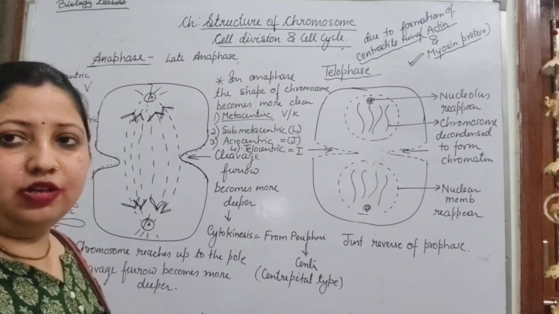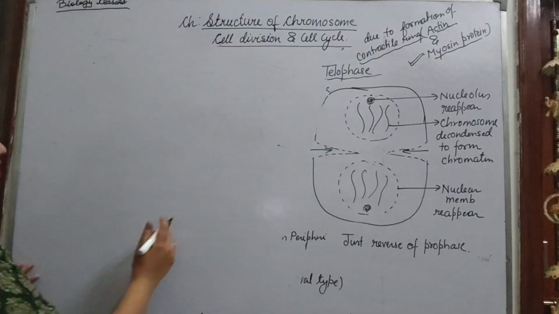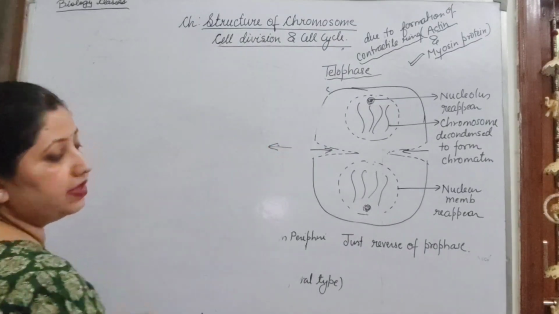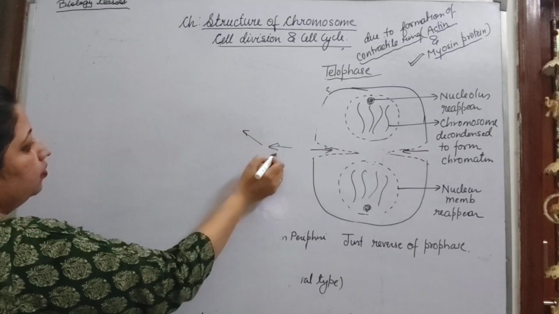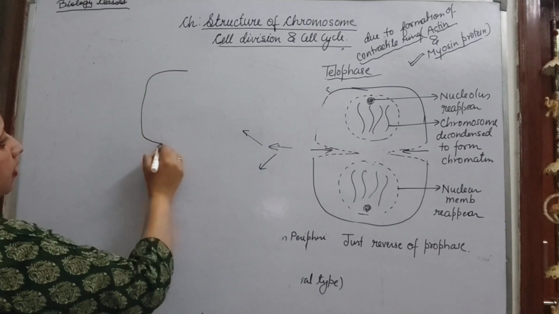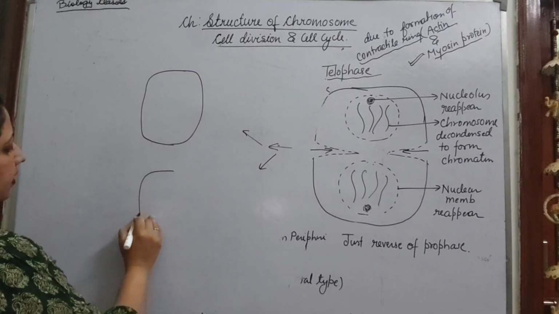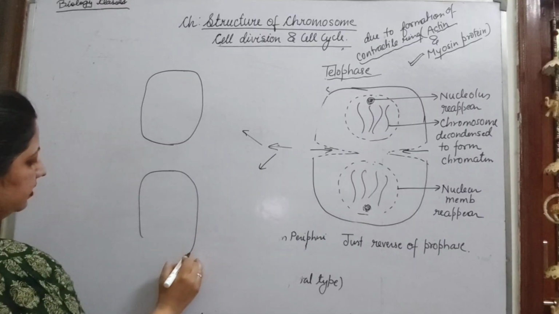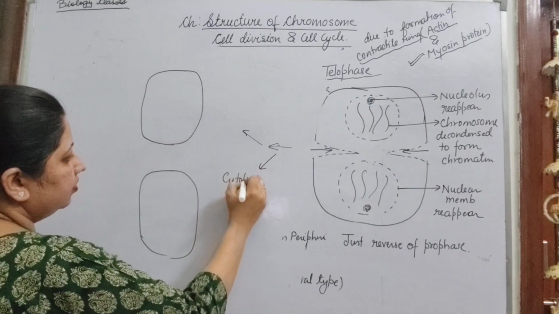So let us see what kind of changes we have seen in the cytokinesis. In the cytokinesis, that is after this telophase, again it is divided into two cells. So this is one cell, this is the second cell, that is cytokinesis takes place. This is cytokinesis.